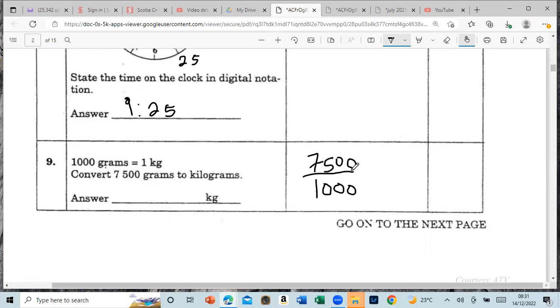That's going to give us 7.5, right? Here's my point. 1, 2. That will give us 7.5 kilogram. Alright, so let us move on to number 10.